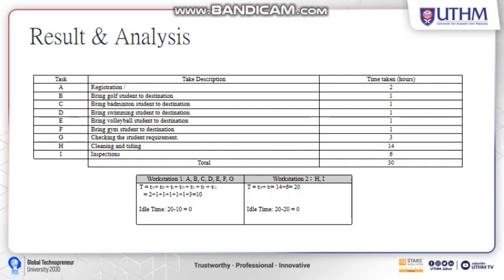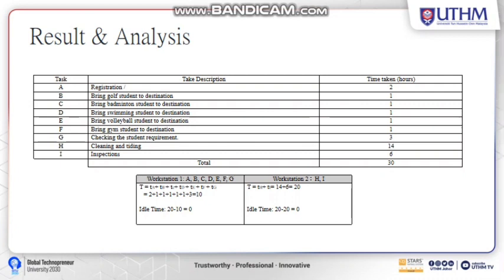Below is the table shown for the overall tasks related to the activity. The first is A, registration. B is the students going towards their destination, C is badminton, D is swimming, E is volleyball, F is the gym, G is checking the requirements, H is cleaning and tidying, and I is inspections. So the total time taken is around 30 hours.